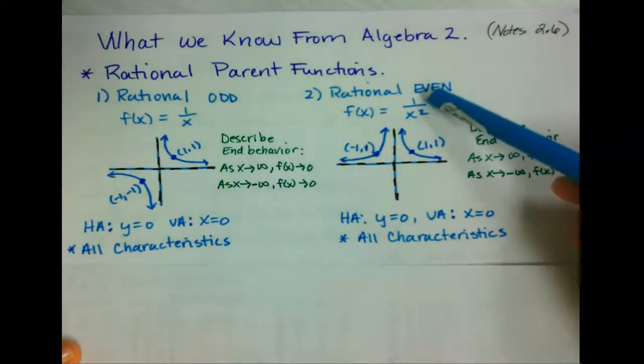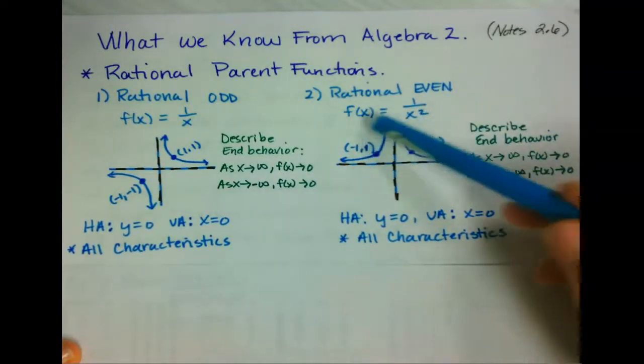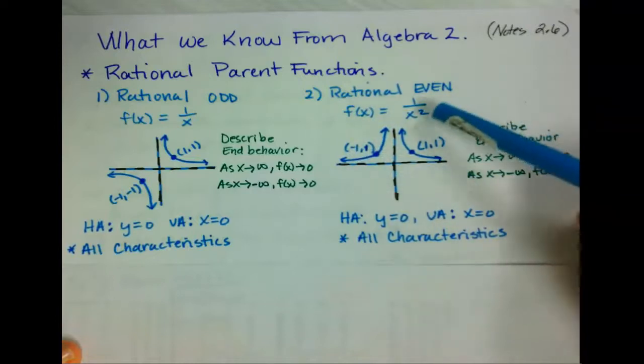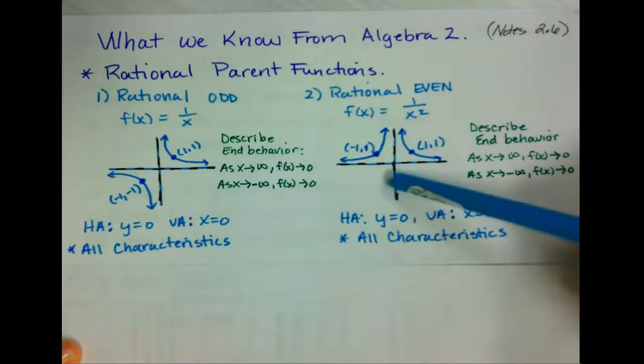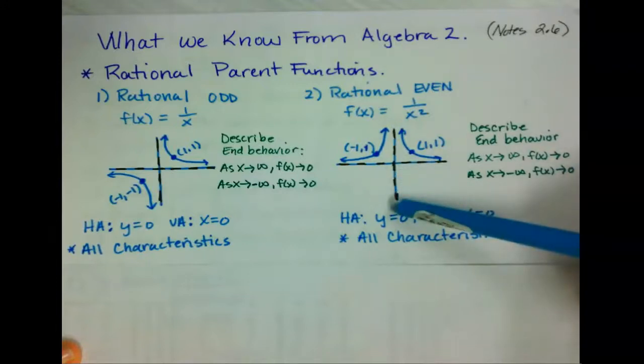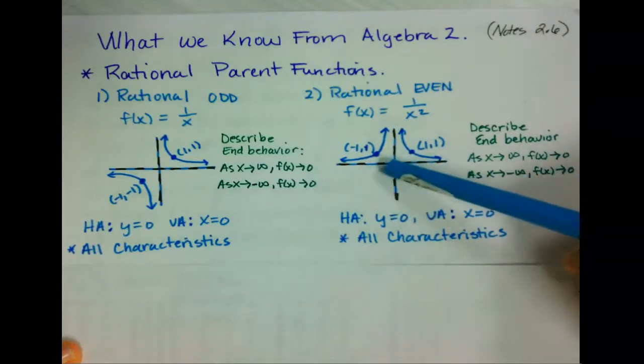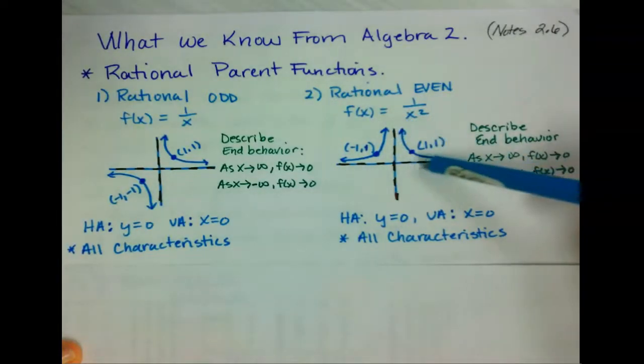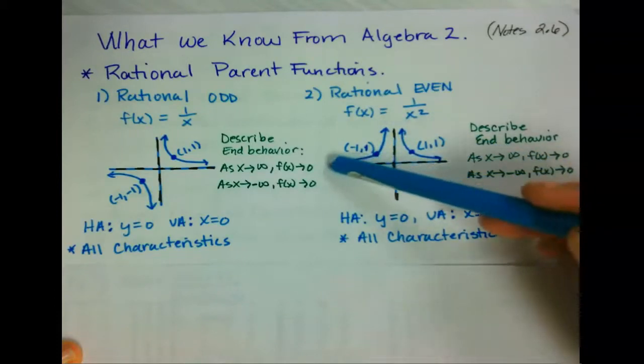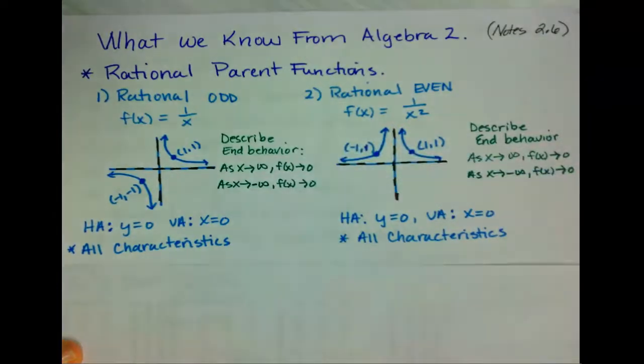On rational even, 1 over x squared, notice that the second branch now is up here in quadrant 2, which should make good sense because there's not a number that I could ever put in here that's going to give me a negative answer. Therefore, there shouldn't be any graph down here where the negative y's are, which would be where your negative answers would be. So the parent function points on rational even are 1, 1 and negative 1, 1. And so that's a little different there. The end behavior as x approaches infinity, f of x approaches 0. And when you go this way, as x approaches negative infinity, f of x approaches 0 as well.